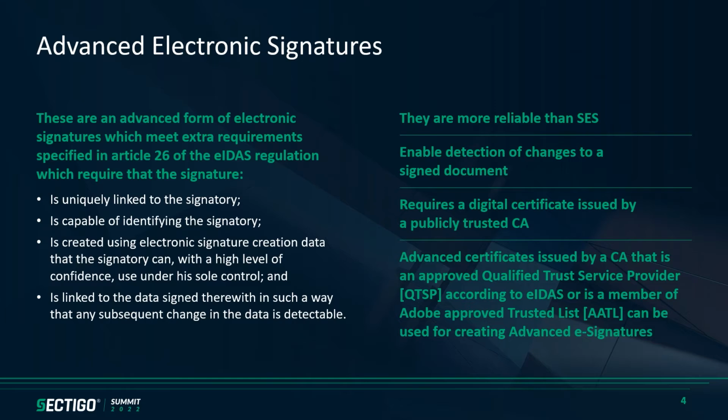Advanced e-signatures, as the name suggests, are more advanced than standard electronic signatures, as they require an advanced digital certificate issued by a CA that is a qualified trust service provider as per eIDAS regulation. Also, outside of EU in general, if a certificate provider is a member of Adobe's approved trust list, then the publicly trusted certificates issued by it are considered equivalent to advanced e-signature certificates.